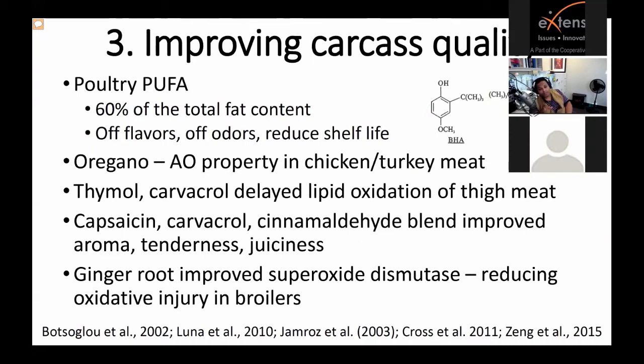That's only one study. Ginger root improved the superoxide dismutase enzyme, which indicates that it actually reduces the oxidative injury caused inside the broilers, which is a very positive sign that, other than the antioxidant effects they are having, there is efficacy against the superoxides and the hydroxyl radicals which are being created as a part of the pro-oxidant pathways. Move on to the next slide, please.